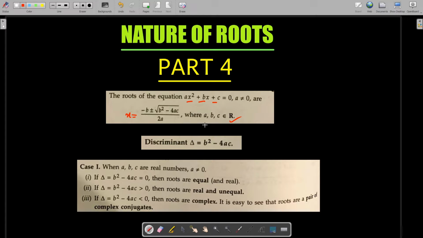So what we're going to do is find the value of the part which we write inside the square root. We'll denote it as delta, which is equal to b² - 4ac. Whatever value we get for this, we can easily find out whether the roots will be equal, unequal or complex. Okay, so there are standard rules given over here.